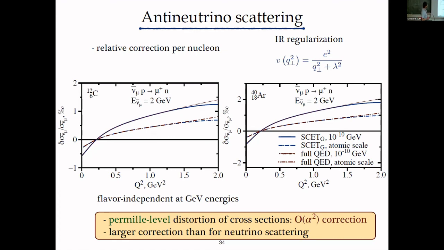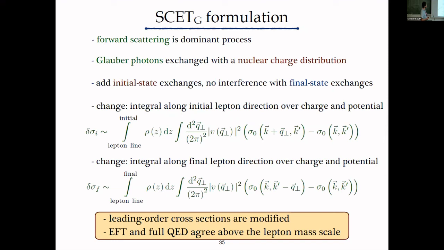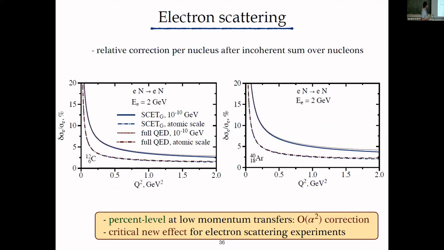antineutrino cross sections. Besides this, we generalize our calculations to the case of electrons. In this case, in the effective field theory framework, we just have to add an integral now along the incoming electron or muon up to where the hard interaction happens, with a slightly differently shifted by kinematics cross section. And we also provided both the effective field theory and the full calculation. And it turns out that in this case, the effect is also always positive. It's shown here for carbon and argon nuclei. It can easily reach a few per mil level at relatively forward angles, and it increases and reaches percent level and even above going to backward angles. I think that it's a pretty critical effect for extraction of form factors and charge radii of nuclei.